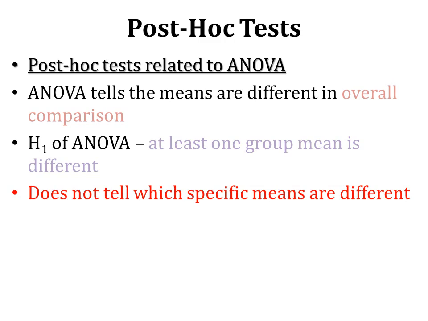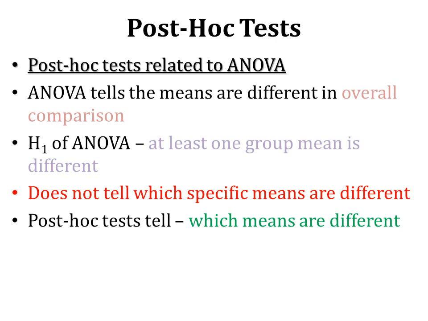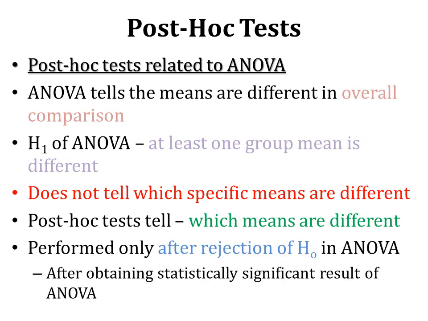So ANOVA doesn't tell us which specific means are different, and we can know which specific means are different through the post hoc tests. So post hoc tests tell us which means are different. ANOVA is giving us a significant result in overall comparison, and we are rejecting the null hypothesis and accepting the alternate hypothesis, but the precise statement of the alternate hypothesis in ANOVA is that at least one group mean is different. So it doesn't say that all group means are different from each other, and it also doesn't identify which group means are different, right? So after we have obtained significant results in ANOVA, after we have rejected our null hypothesis, then we can find out which specific group means are different, right?